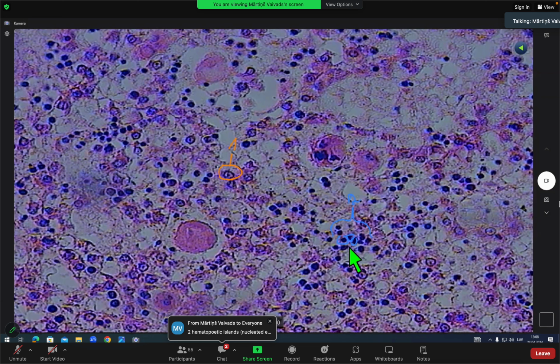Hematopoietic islands, so nucleated erythroblasts. These are blood stem cells. These cells in the liver help to create new blood cells. Some will form erythrocytes, other cells will form immune cells, but they form new blood cells. And the liver has a lot of these groups. If you see here, there are a lot of these hematopoietic islands throughout the liver. So the liver is one of the main locations where hematopoiesis happens.